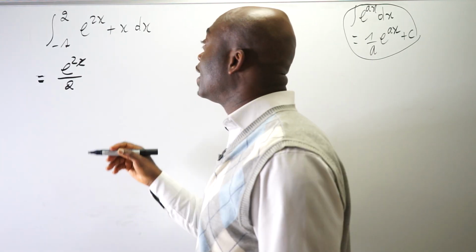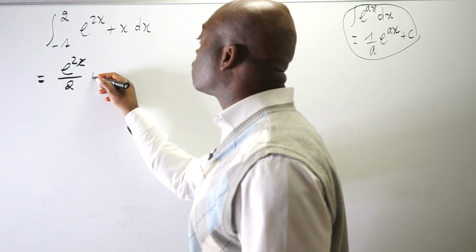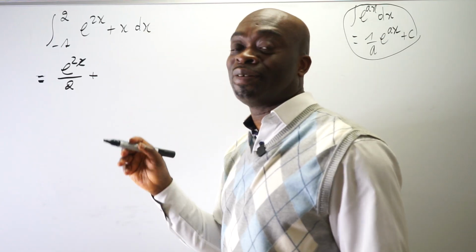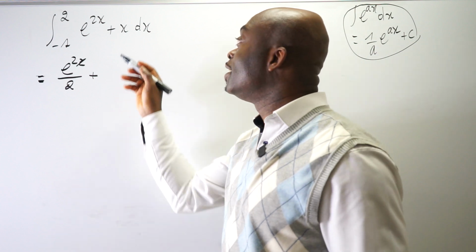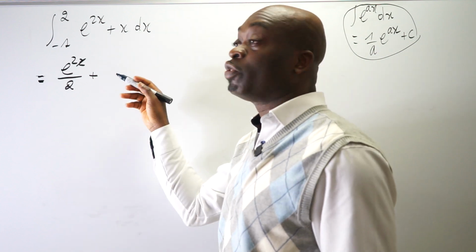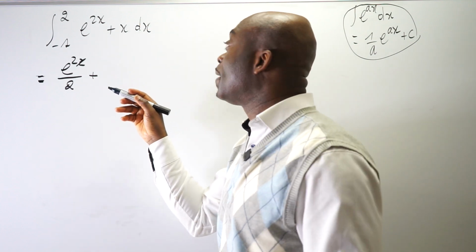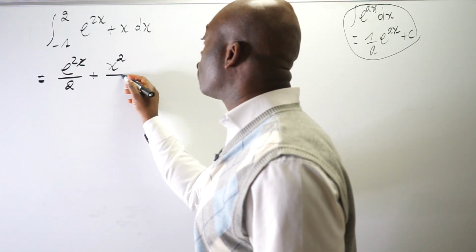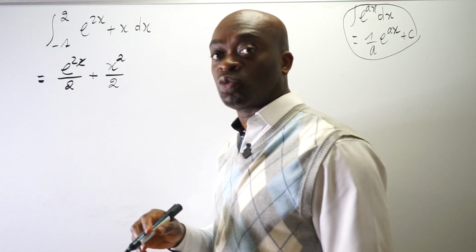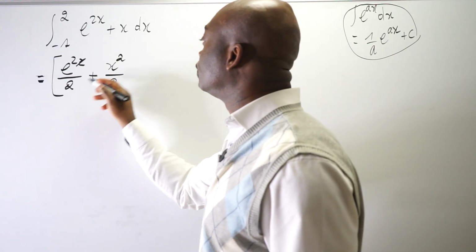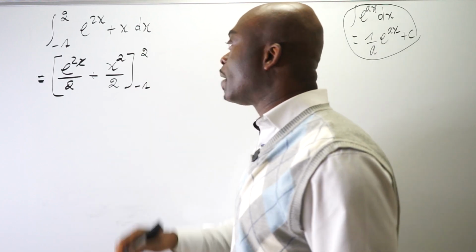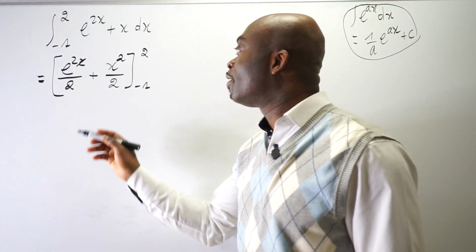or 1 over 2 times exponential 2x. Same thing. Then plus, what is the integral of x here? We know how to deal with this one already. There's an invisible 1 there as the power, so we just add 1 to the power. That gives us x power 2 over the same thing at the bottom, which is 2 as well. And then, of course, we have it over the range -1 to +2. We good? All right, let's go.